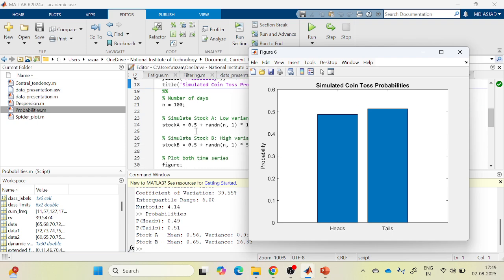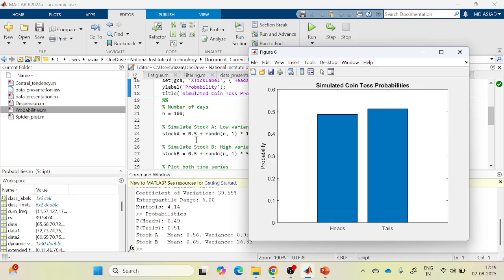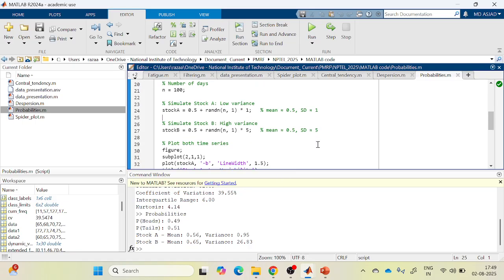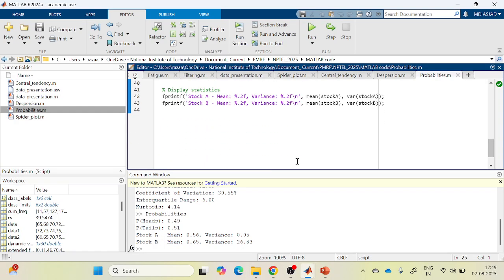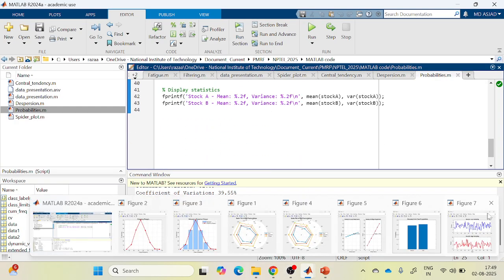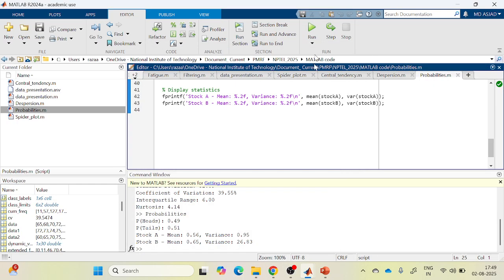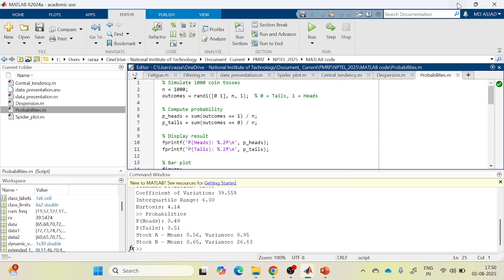Then we have the second part, stock A, where we are going to generate random numbers with low variance: the mean is 0.5 and the standard deviation is 1. Similarly for stock B, the standard deviation is 5 and the mean is 0.5. So we can see how the data varies: stock A has low variability, but stock B has high variability, and the returns are higher. So this is all we have seen until now.